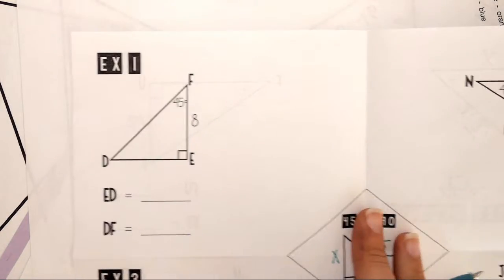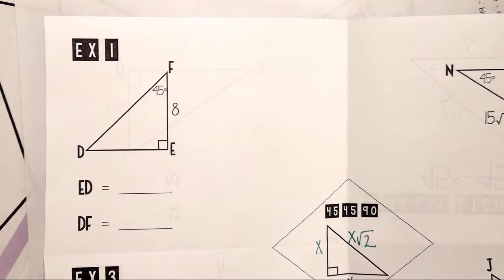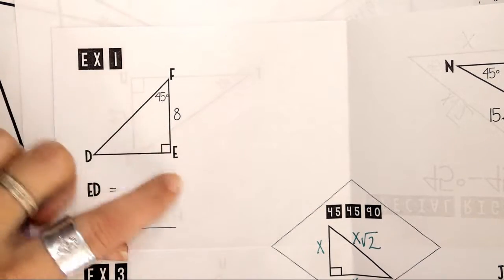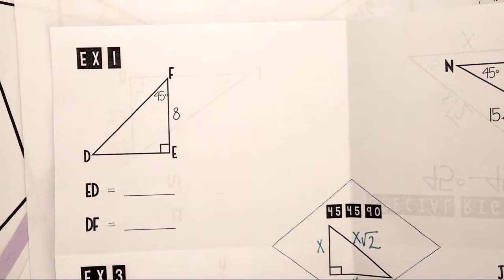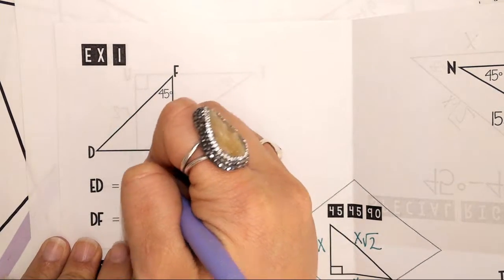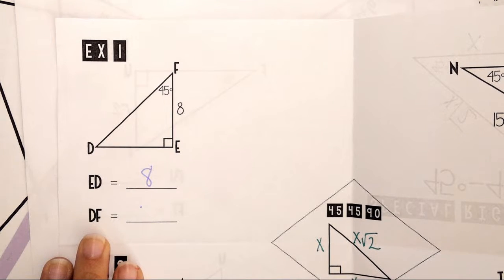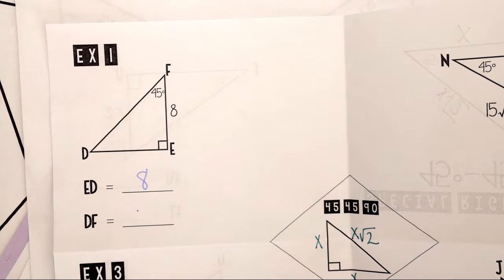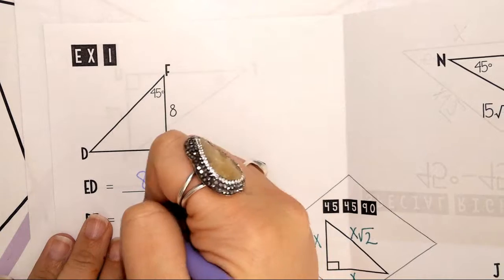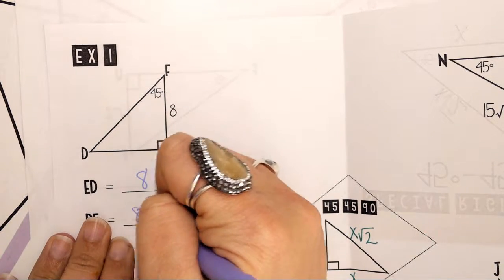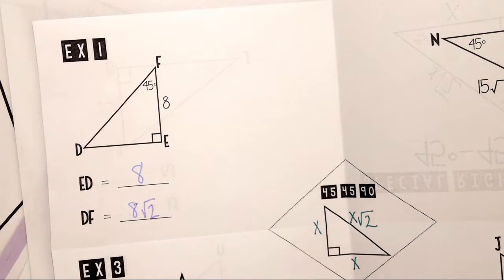Okay. Example 1. If FE is 8, what is ED? 8. And what is DF? 8 root 2. Take a point, Grace. That's literally all we do. Yeah. Okay. I get it. 14. Wow. He knows 7 root 2.